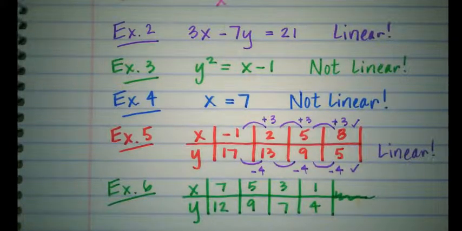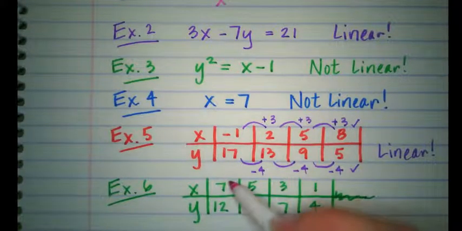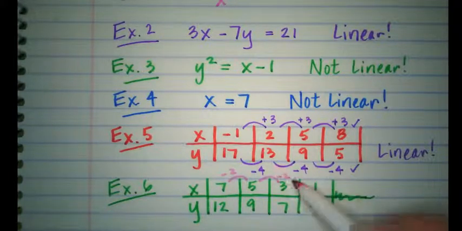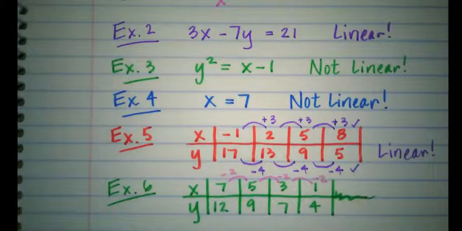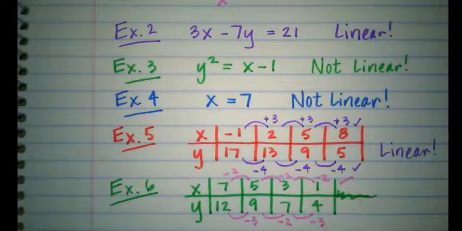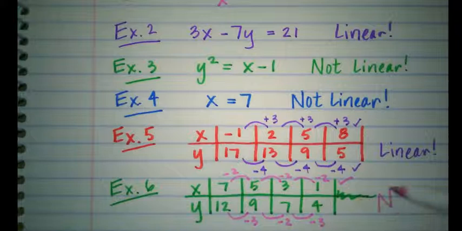All right, so again, what we want to do is check to see what's happening in between the x values and the y values. So right here, we're subtracting 2, right there, subtracting 2, right there, subtracting 2. So that looks okay. Looking at the y's, this looks like we're subtracting 3. That looks like we're subtracting 2. That looks like we're subtracting 3. So we have a consistent change on the x, but we don't have a common difference along the y's. So this is not linear.